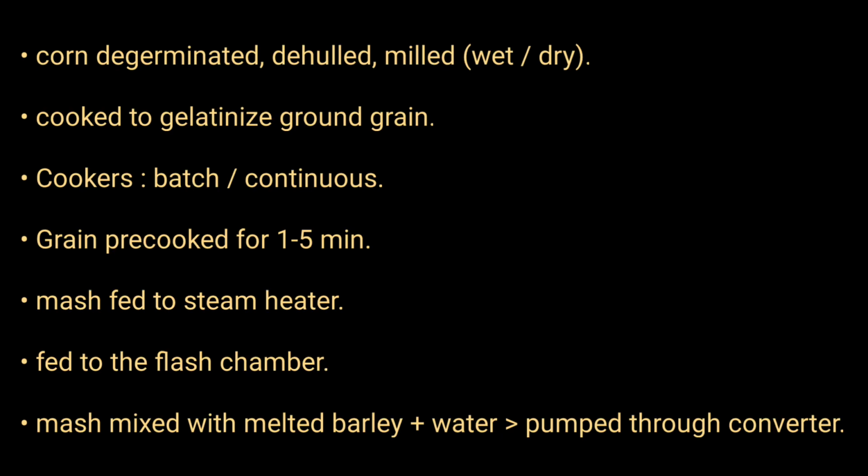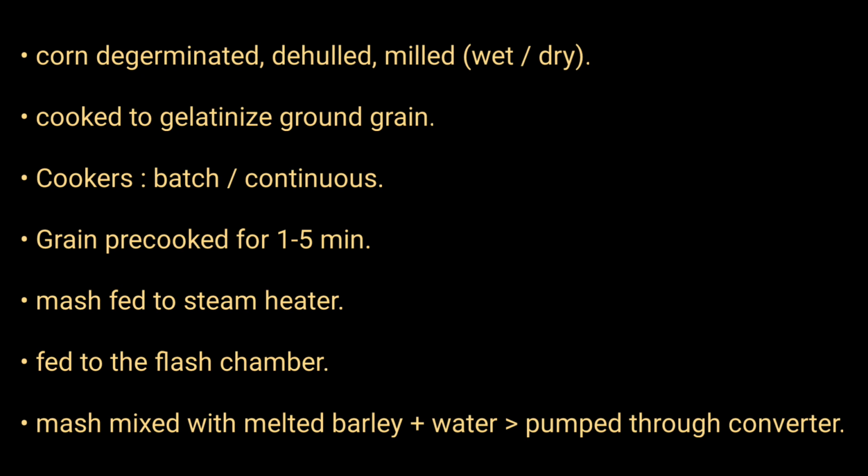Raw material preparation. The corn is degerminated, dehulled, and milled, either wet or dry. Then it is cooked in a cooker to gelatinize the ground grain so that barley malt amylases can convert the starch to fermentable sugars. Cookers can be batch or continuous. Grain is pre-cooked for 1 to 5 minutes with stillage in the cooker under appropriate pressure.